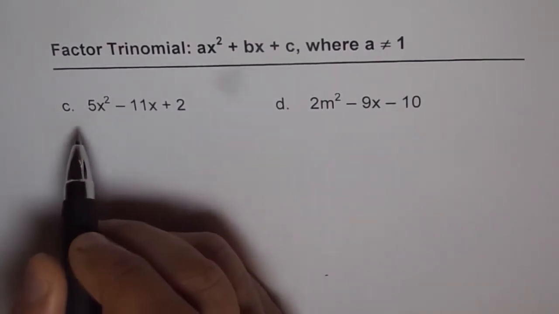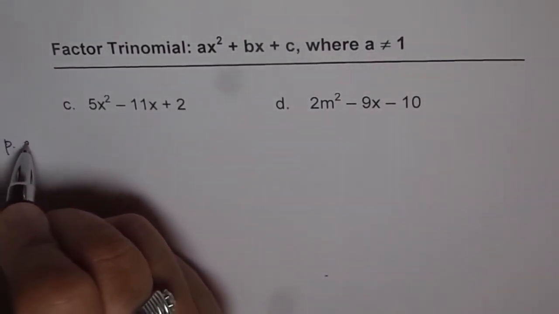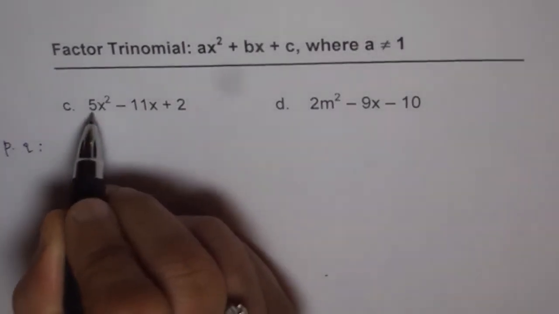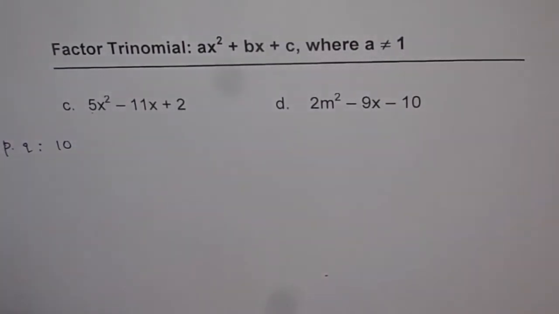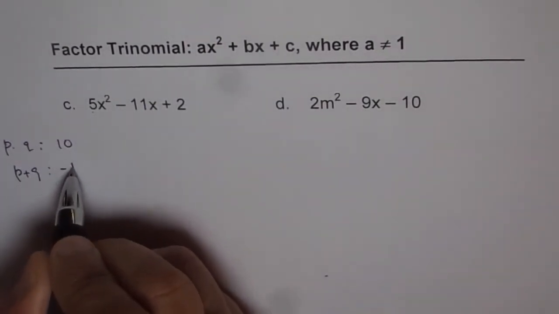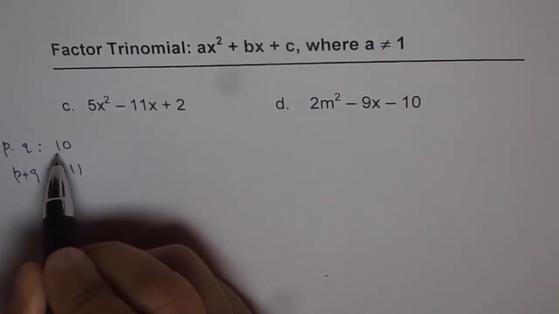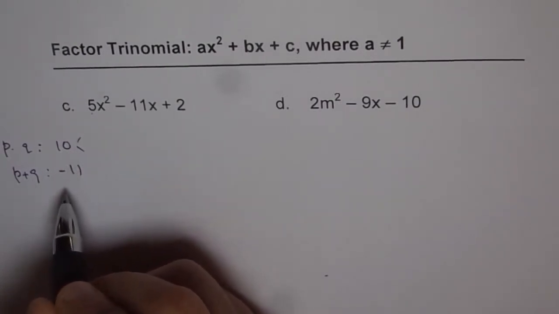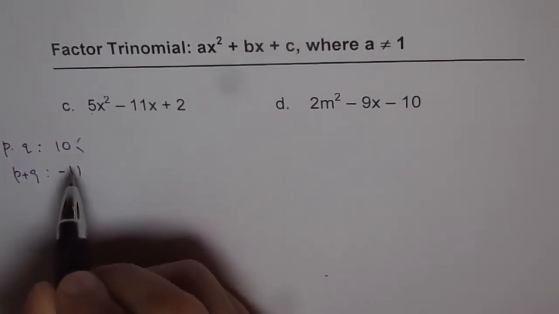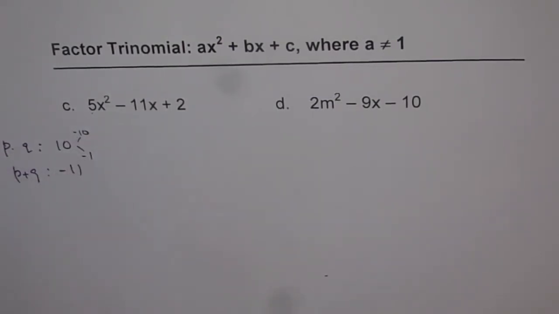So let me start with the first one, where we are looking for two numbers, p and q, whose product should be equal to 5 times 2, which is positive 10. And when you add p and q, you should get minus 11. So when you add, you get negative, and when you multiply, you get positive. That means both the numbers are of the same sign, and both are negative. So they should be minus 10 and minus 1. When you multiply minus 10 with minus 1, you get positive 10, and the sum is minus 11.